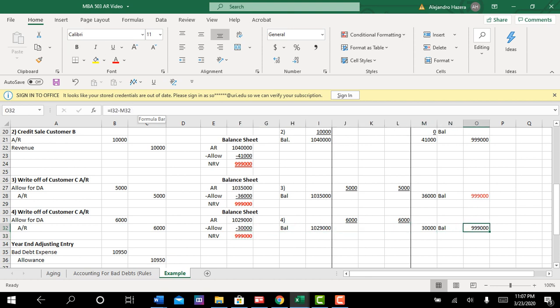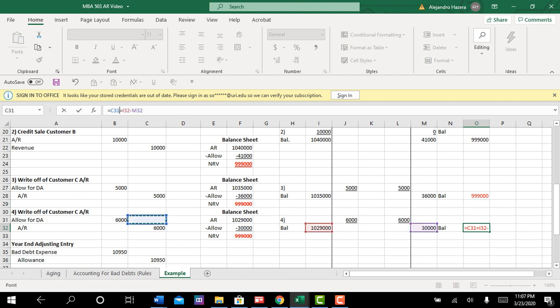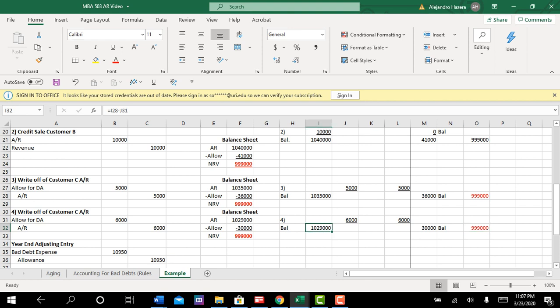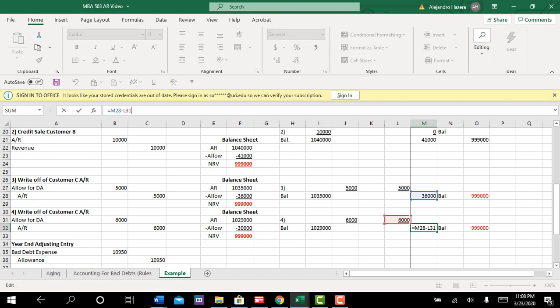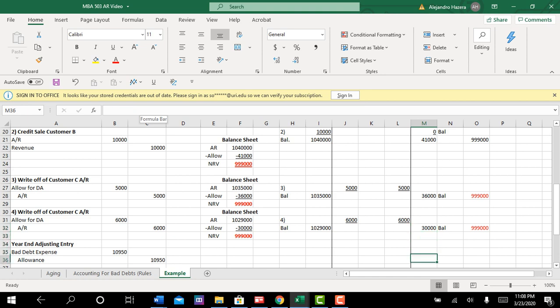So you can also go to the T accounts over here, and we can highlight this in red. And once again, what we did in this T account here is our new accounts receivable balance is 1035 less this 6,000, which is that 6,000 which was posted. So our new accounts receivable balance is 1029. We come over here to the allowance account, and the new allowance account balance is 30,000, which is your 36,000 less your 6,000.